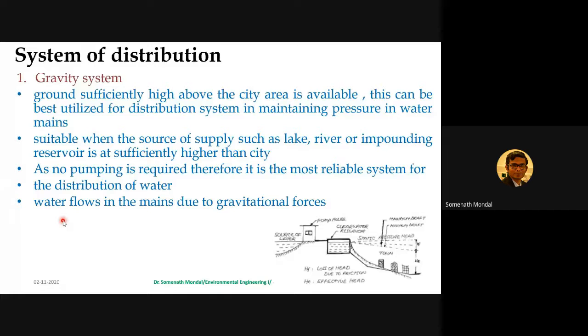when ground sufficiently high above the city area is available, this can be best utilized for distribution systems in maintaining pressures in the water mains. So you need that sufficiently high ground. And in this case, if you see the figure, you will be able to understand that the city level is lower than the source of the water, which is a very ideal situation to be considered in case of gravity distribution system.